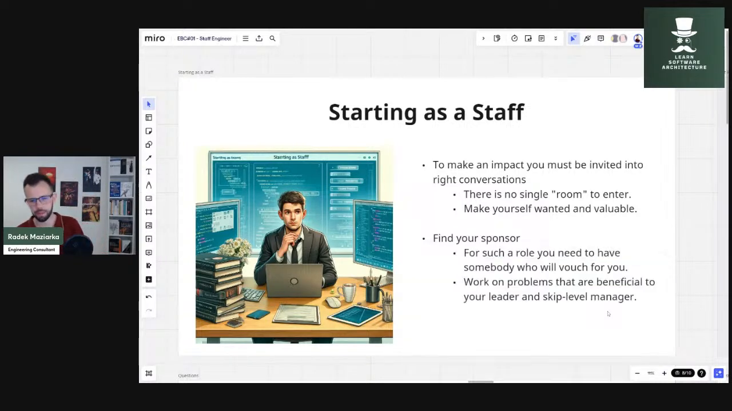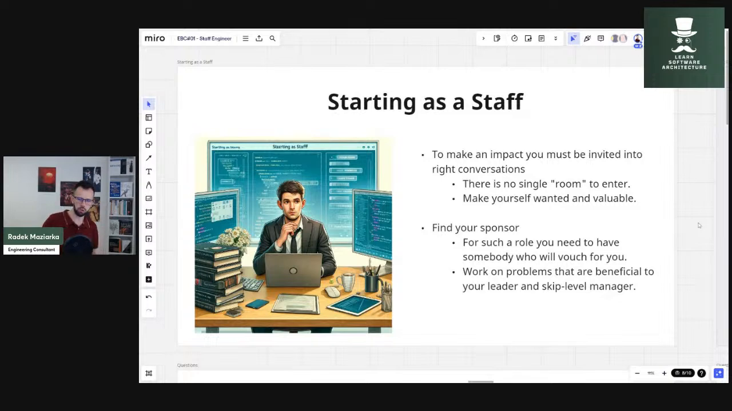Because of that, it's really worth working on problems that are beneficial not only to you but also to your leader and to your skip-level manager. So if you want to work as a staff engineer and your leader is an engineering director, there is probably some VP of engineering, and you can also try to understand their needs, their struggles, and adapt your way of working to solve these problems as well.